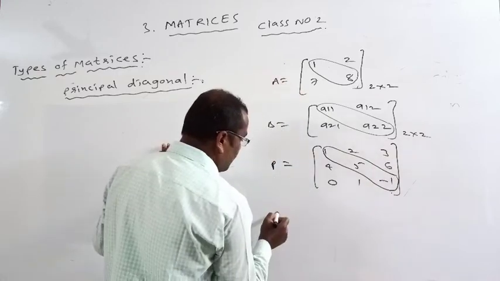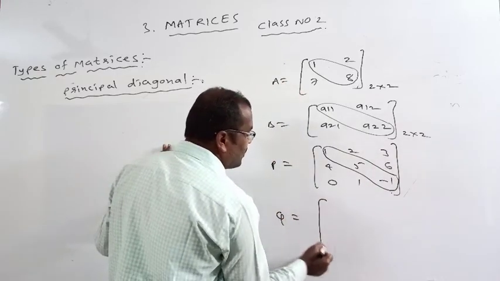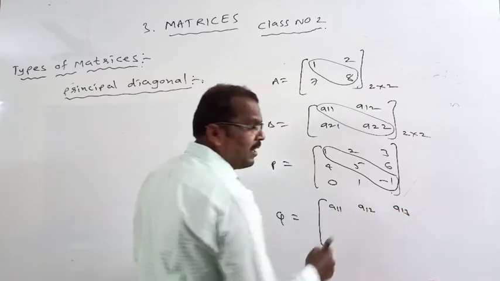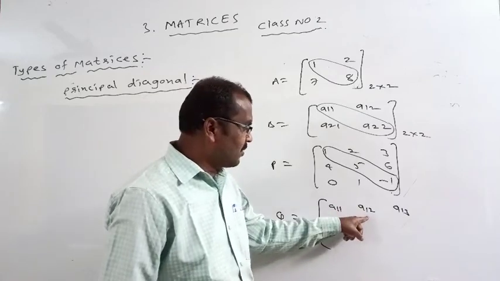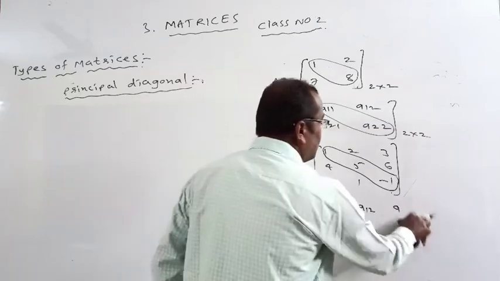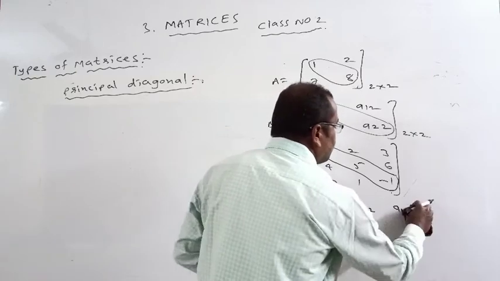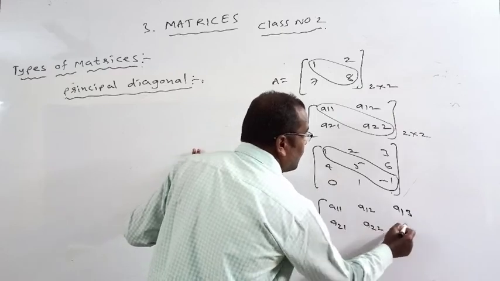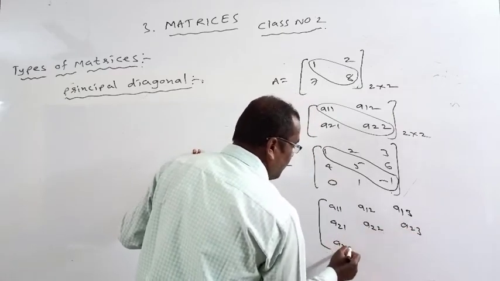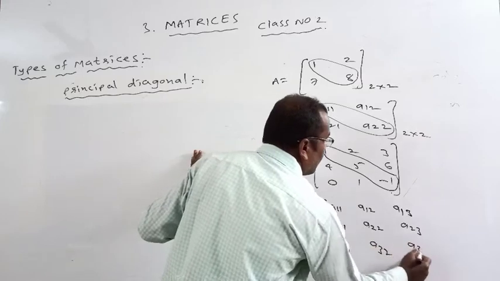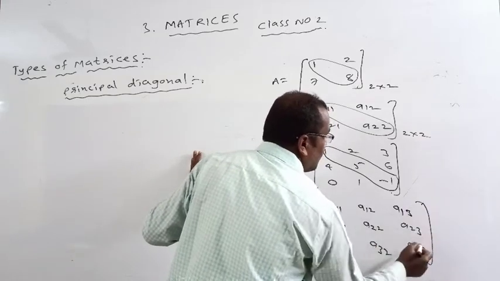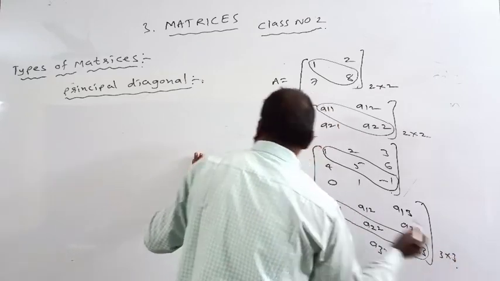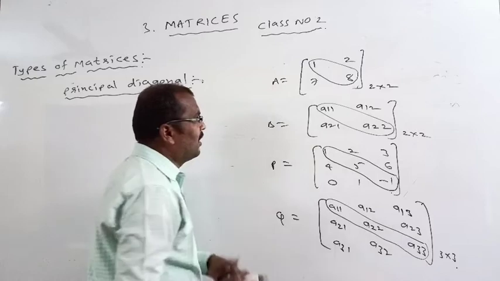Now next example. Suppose matrix Q is equal to A11, A12, A13. What is the meaning of A11? First row, first column, first row, second column, first row, third column. Next one is A21, A22, A23, A31, A32, A33. So here this one is said to be principal diagonal. Now one more example. Okay, right, last one.